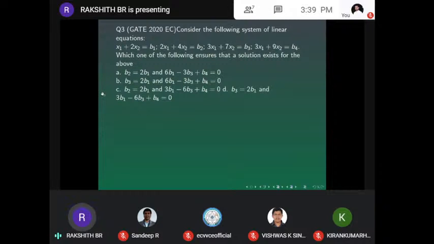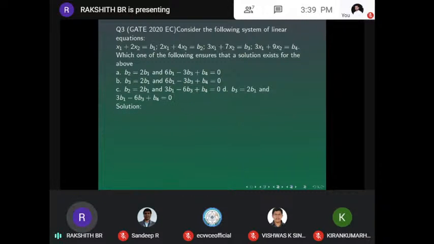If you are talking about the solutions, you need to know the rank of the augmented matrix as well as the coefficient matrix. Okay. So first try to find out the augmented matrix here. The augmented matrix is 1 2 b1, 2 4 b2, 3 7 b3, 3 9 b4. So write down the augmented matrix and get its echelon form using the Gaussian elimination method.